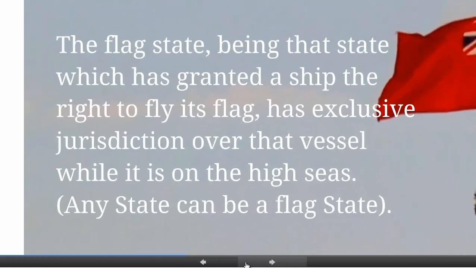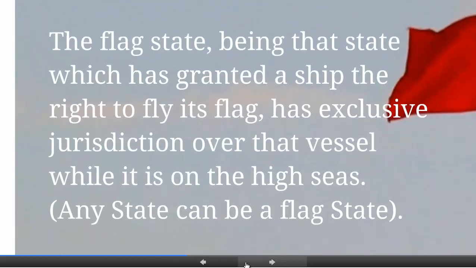So the first point is that the flag state, being that state which has granted a ship the right to fly its flag, has exclusive jurisdiction over that vessel while it is on the high seas. So as I've said, the fundamental point here is that that is an immunity from interference by other ships, and it means that the events occurring on board that ship are regulated by the flag state's law. And it's important to note here that any state can be a flag state, even a landlocked country, which can lead to the ironic situation that a ship might have painted on its bow its home port, and that home port might actually be a landlocked city.